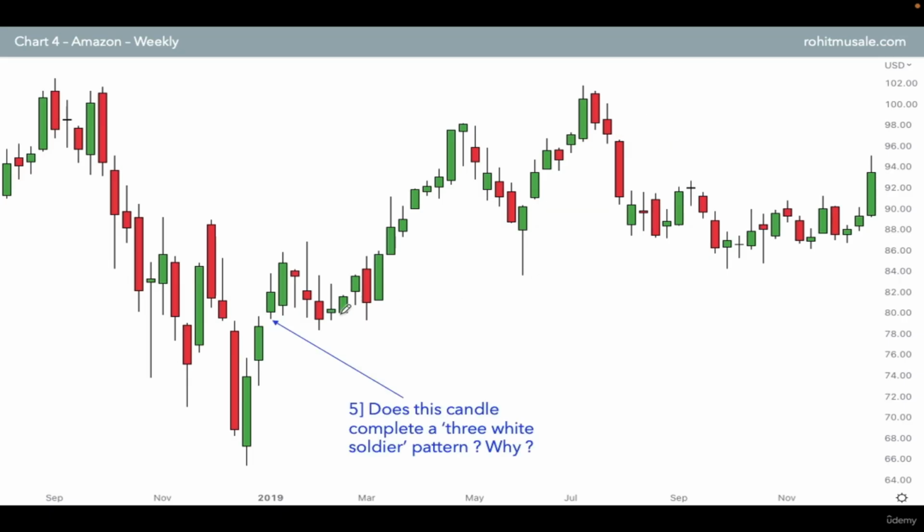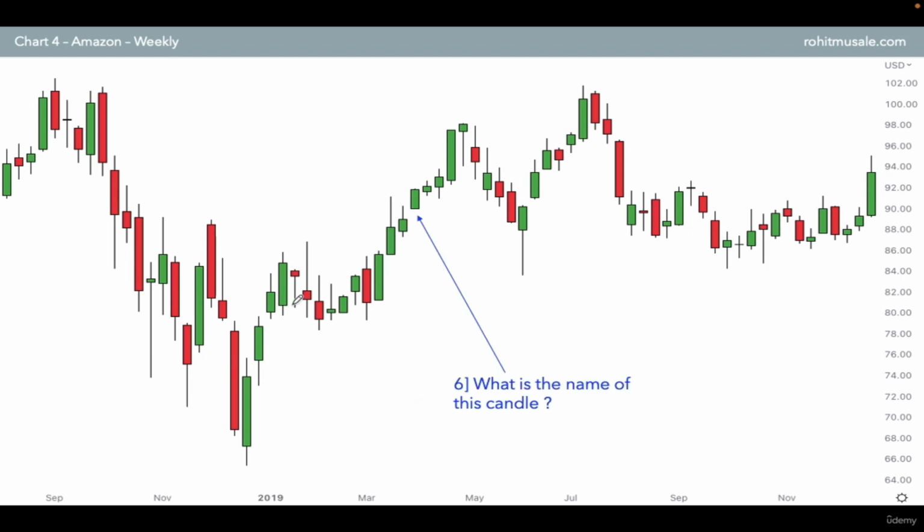Next, does this candle complete a 3 white soldier pattern and why? The answer is no, because again, for a 3 white soldier pattern, the real body heights should either be equal or increasing. In this case, it is decreasing. Number 6, what is the name of this candle? Now, since this candle doesn't have any shadows, it's called a shaven top, shaven bottom candle.